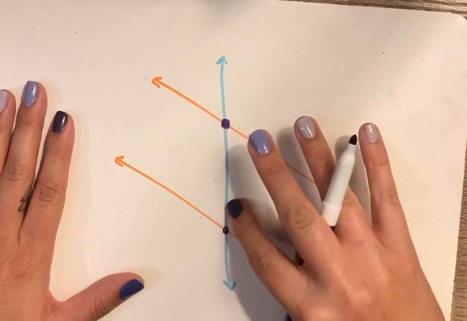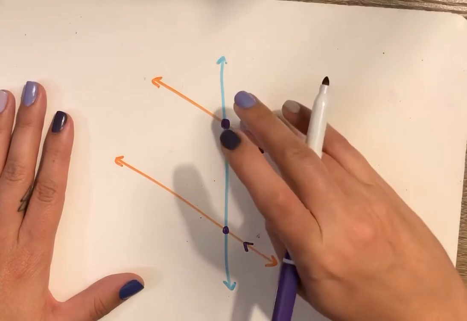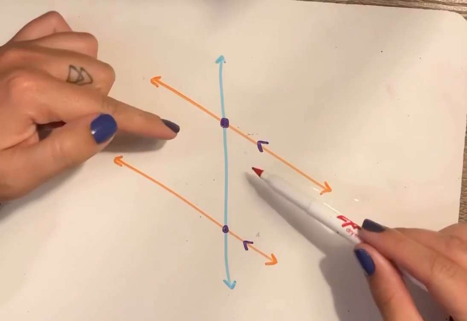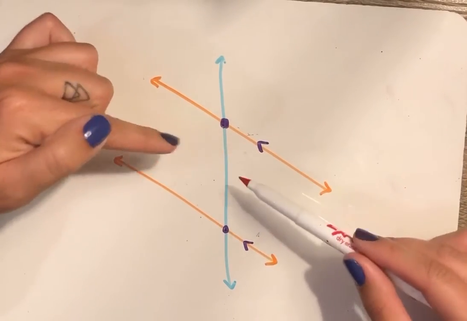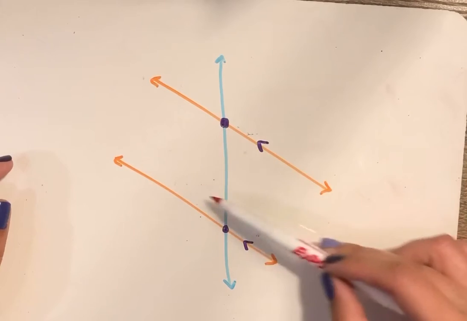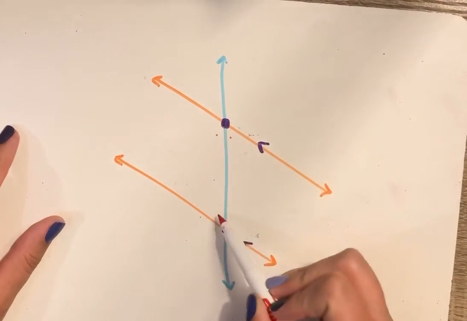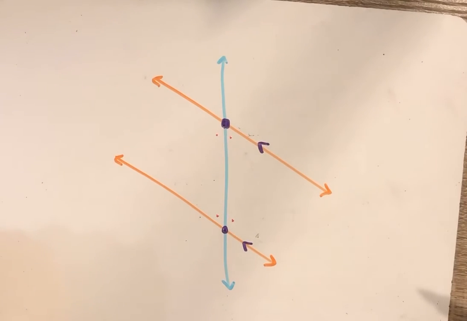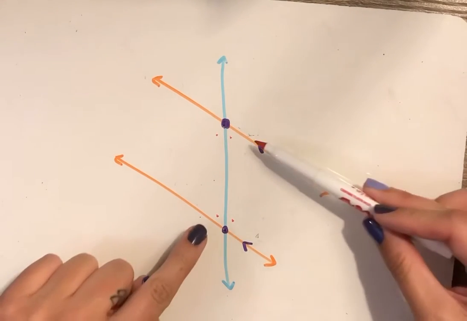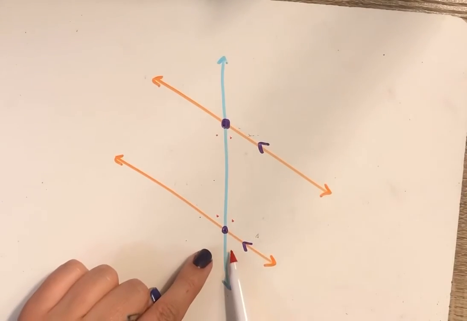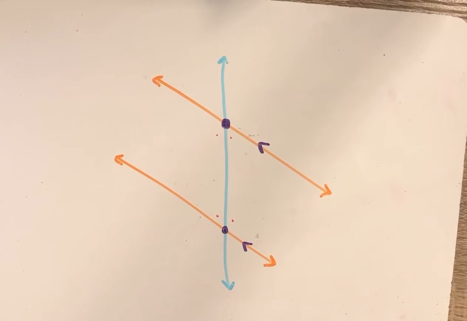Okay, for the other important pairs, we need to understand the difference between interior angles and exterior angles. So interior means in between the parallel lines. So in this case, the angles that are inside of these two orange lines. So these two are interior and these two are interior. Exterior means outside of the orange lines. So these two angles out here and these two angles out here would be exterior.